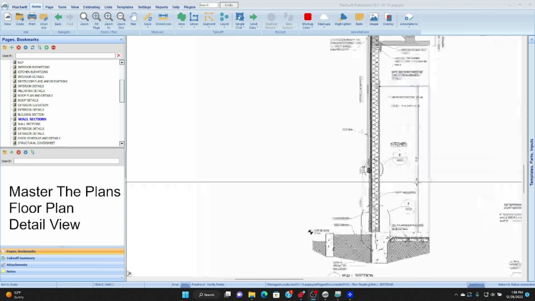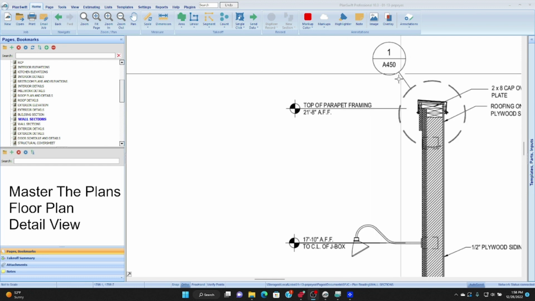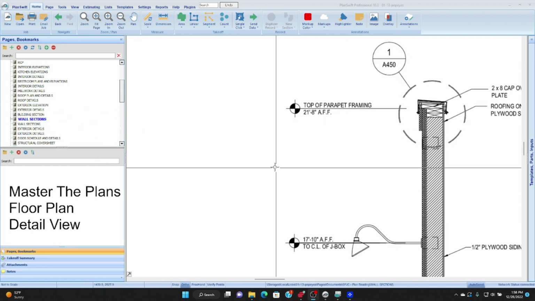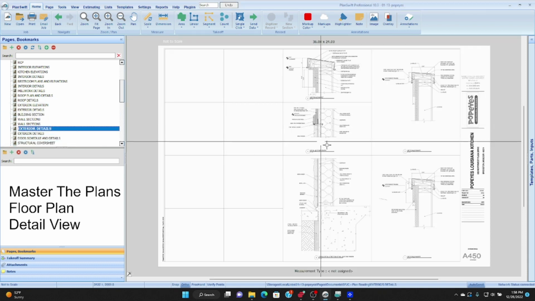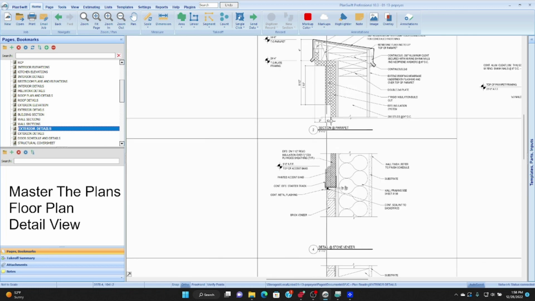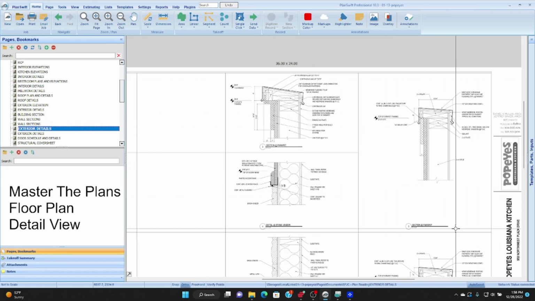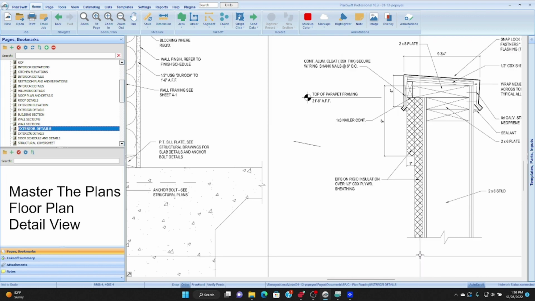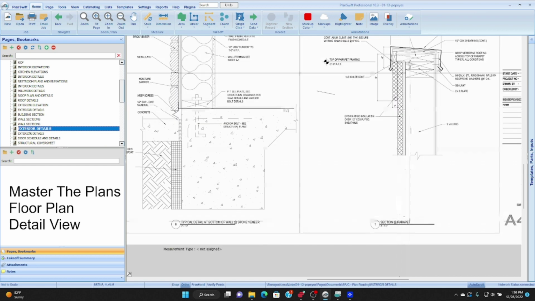So whether we go to 4/A450 or 1/A450, we'll do that now, and then we'll take a look at both of the detail views. So let's see. Let's find one. Okay, that's 3. There's got to be 1. Okay, so this is the section at the parapet.